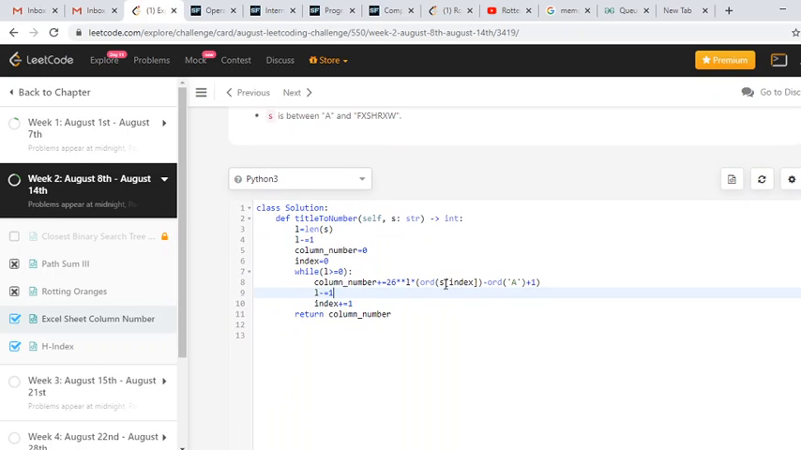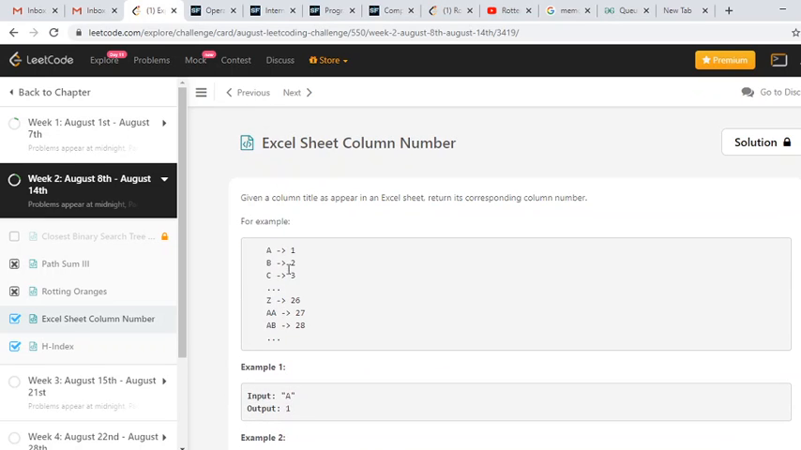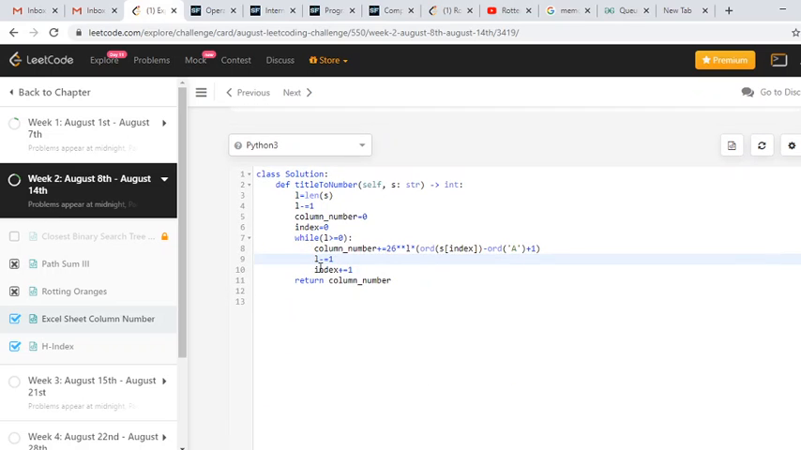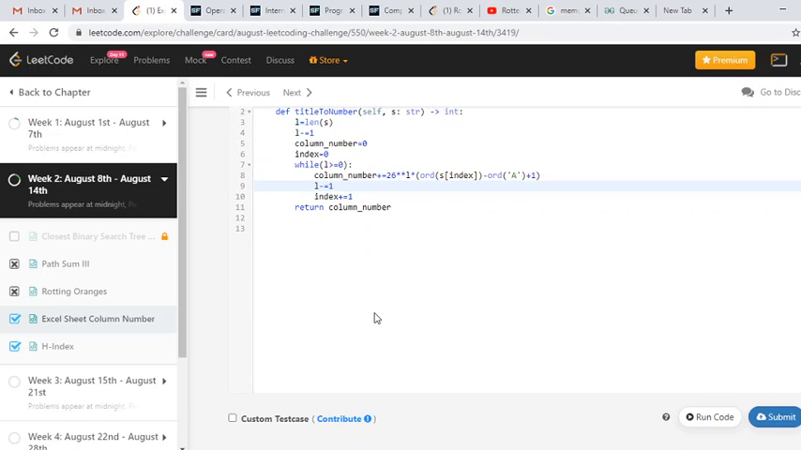If I'm going for B, suppose S of index is B, ord of B will be 27 and ord of A is 26, so 27 minus 26 gives 1, and adding 1 gives 2. So we are getting the value of B equal to 2. So on, we calculate all these values, store them in the column number, and return it.